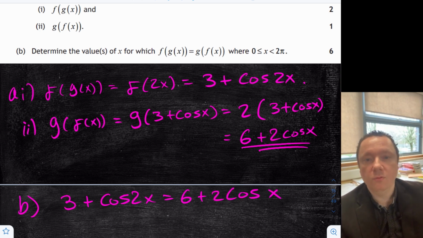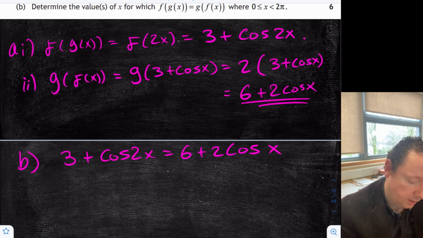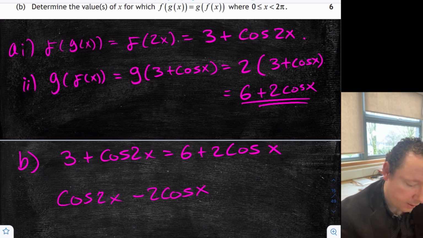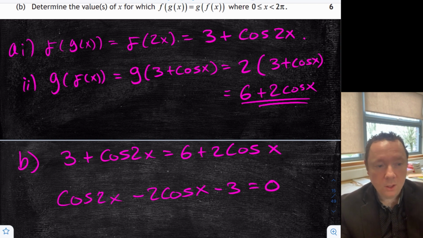And we need to solve for x. Everything over at the same side to get cos 2x minus 2 cos x. And then we've got 6, 3 take away 6 is minus 3. That equals 0. So cos 2x we can expand using the start of the formula sheet.